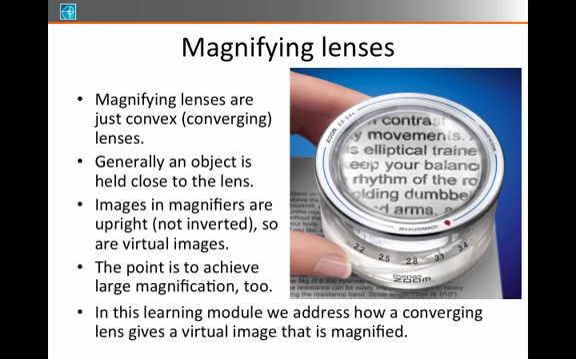In this learning module, we're going to address how a converging lens, the thing that normally you think of as giving inverted real images, can then give an upright virtual image to become a magnifying lens.